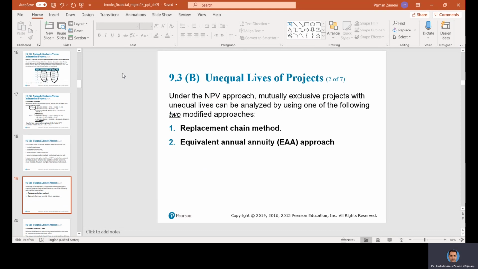Okay, there are two techniques that we can use for the unequal lives of projects. Under the NPV approach, mutually exclusive projects with unequal lives can be analyzed by using one of the following two modified approaches. Replacement chain method, and the other one is called EAA, equivalent annual annuity approach. Let's see.